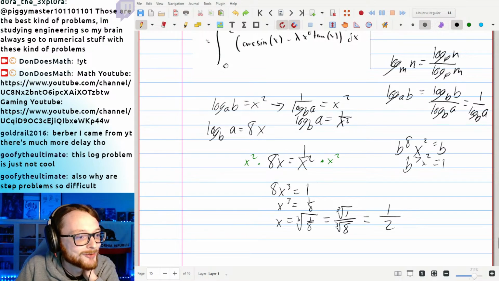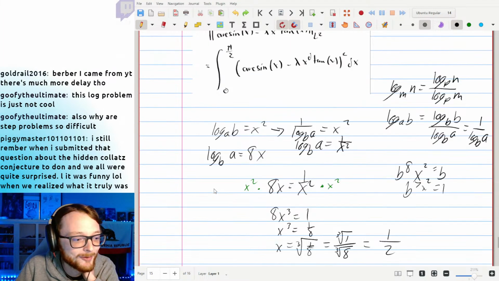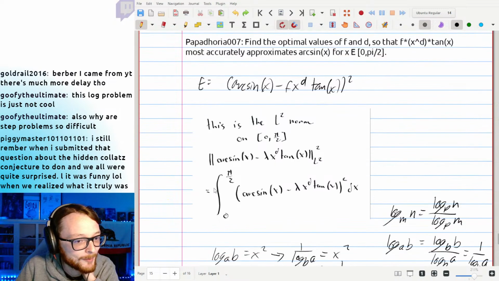Oh yeah, the Collatz conjecture problem, Piggy Master. Step problem so difficult? Like involving the step function? Yeah, those problems get really crazy. I don't know if you mean step problems in some other sense of the word though.